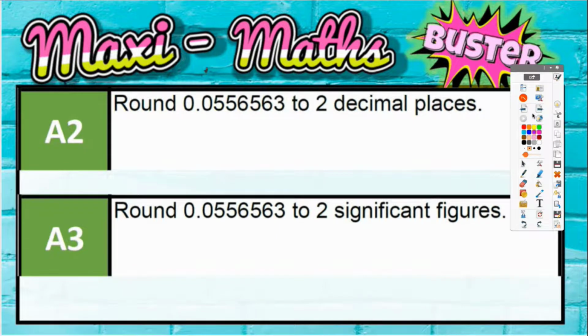Question 2 and 3 we'll do together because it makes sense. They're both talking about rounding, but one's to decimal places, one's to significant figures. Some people always get these mixed up, so let's look at the difference.